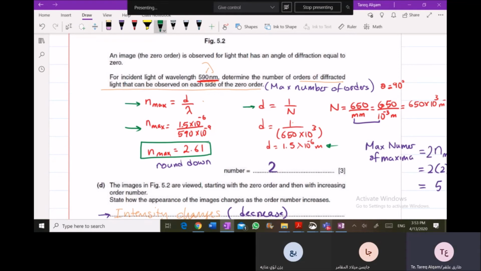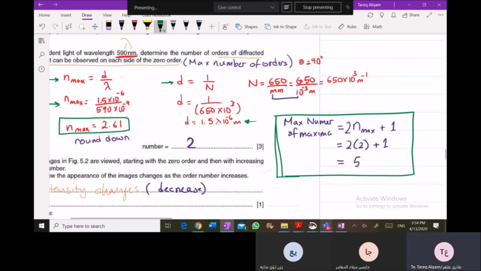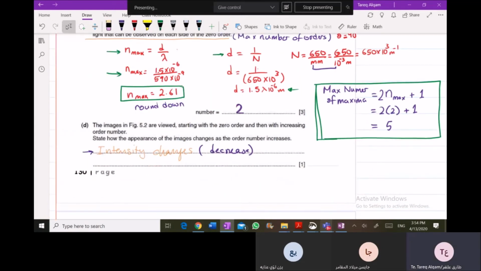To find the maximum number of maxima, I want to see how many maxima I have. I will use this equation: maximum number of maxima equals 2 times n max plus 1. So 2 times 2 plus 1. So I will observe 5 maxima. 5 what? Maxima. Guys, slow me down if there is something not understood.